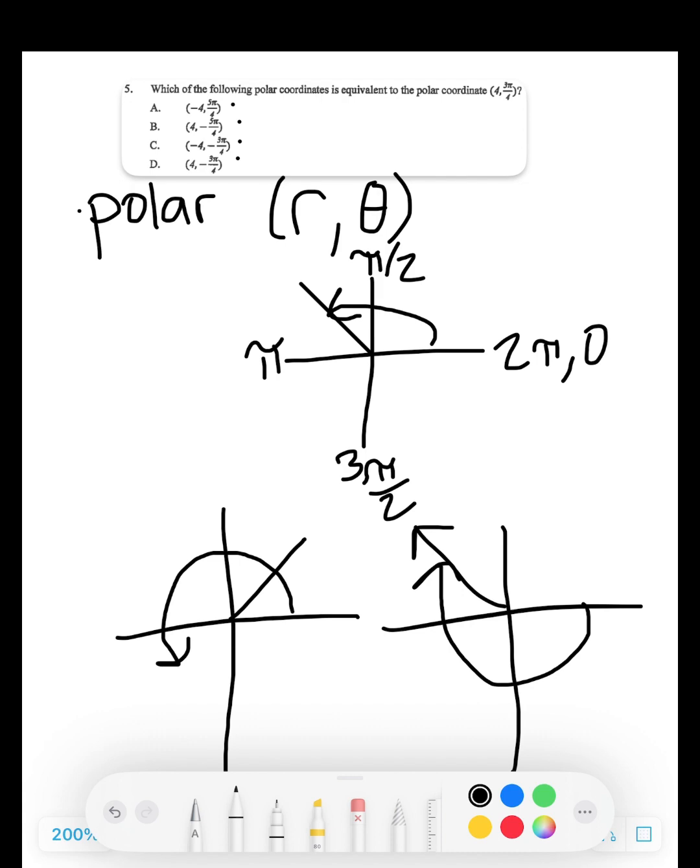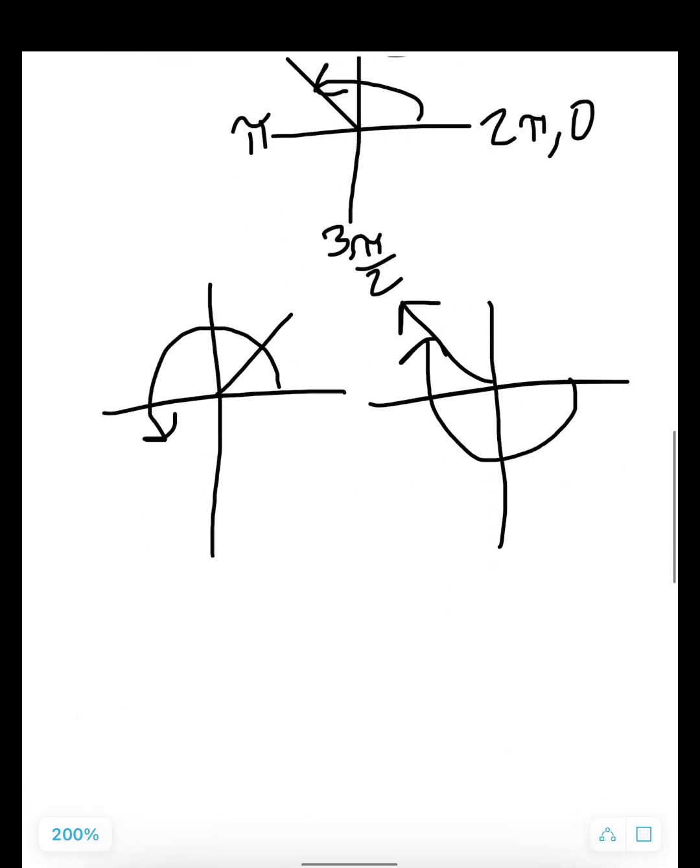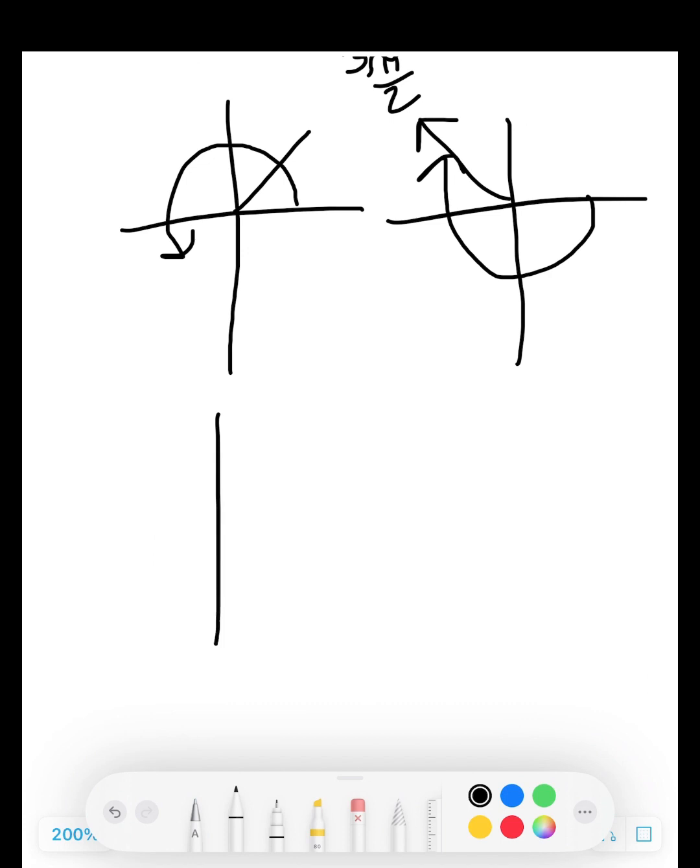So for C, our option is we move negative 3 pi over 4. So 3 pi over 4 is slightly less than half. We're moving in the negative direction, and we're moving negative 4. So again, we have our angle in the first quadrant.